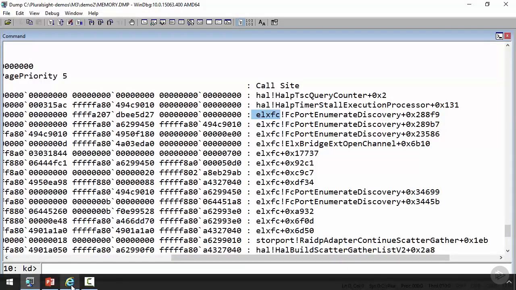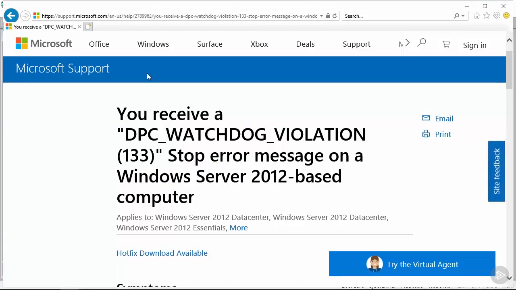So I could pull up an article here. As you can see, it's article number 2789962 that you can get more information about it, but it acknowledged the fact that a lot of people were seeing these DPC watchdog violations, and it provided a registry parameter that you could essentially use to disable this watchdog mechanism. You could either shut it off completely by tweaking a parameter called DPC timeout to 0, or you could actually extend the existing DPC watchdog period with a second registry parameter.